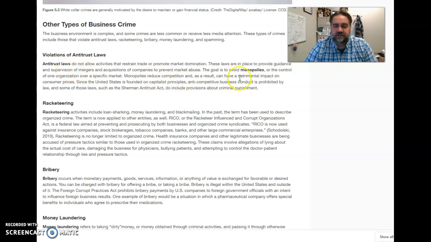Antitrust laws protect against monopolies. Racketeering activities include loan sharking, money laundering, and blackmailing.